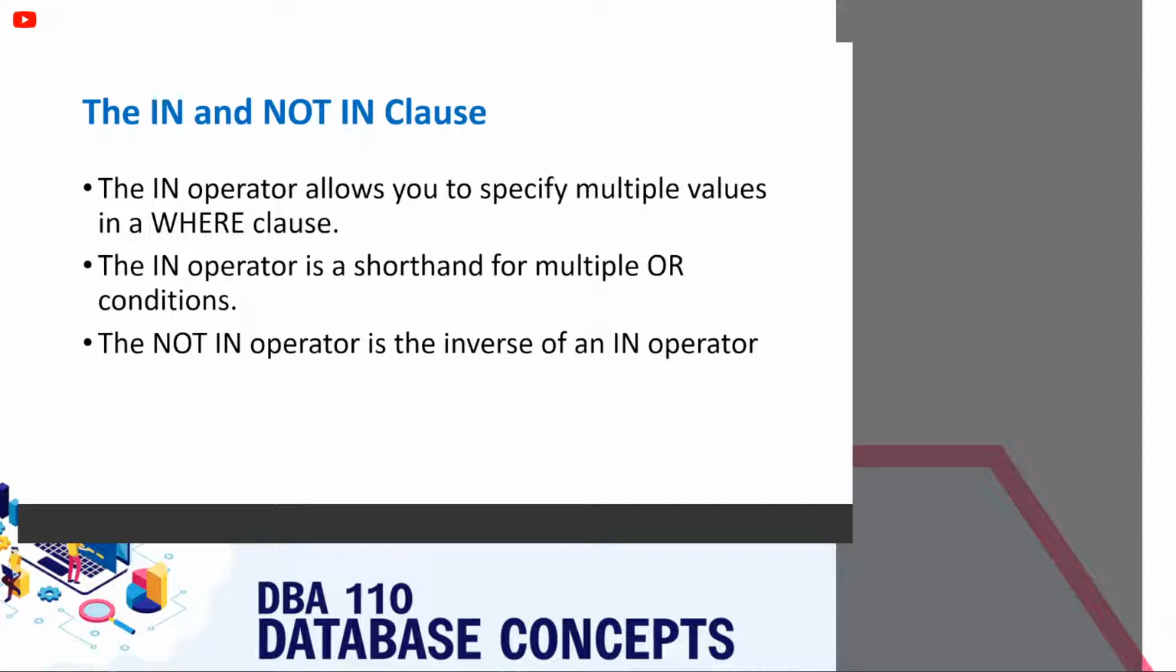So our in operator allows us to set up multiple or conditions. If we have a where clause, we can typically have just one and or in general. But if we use an in or a not in, which is an inverse of an in, then we can basically get a multitude of or statements in one statement.